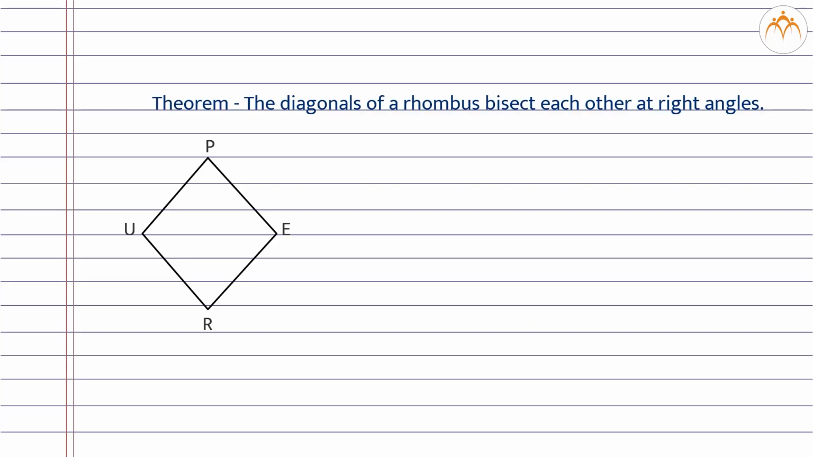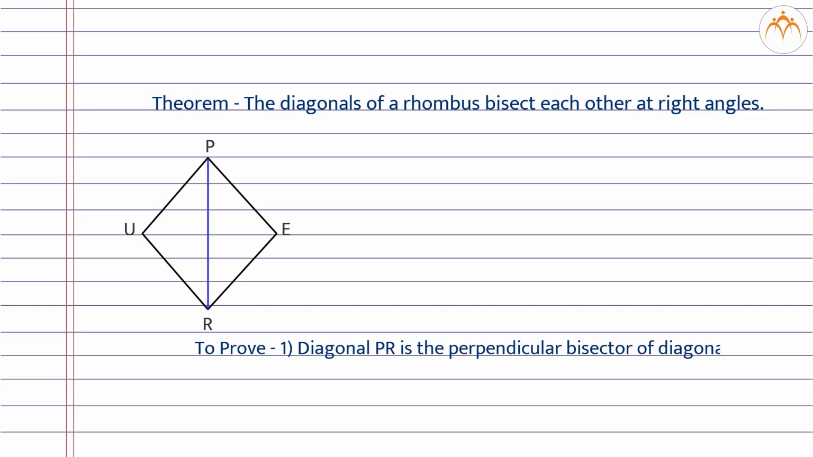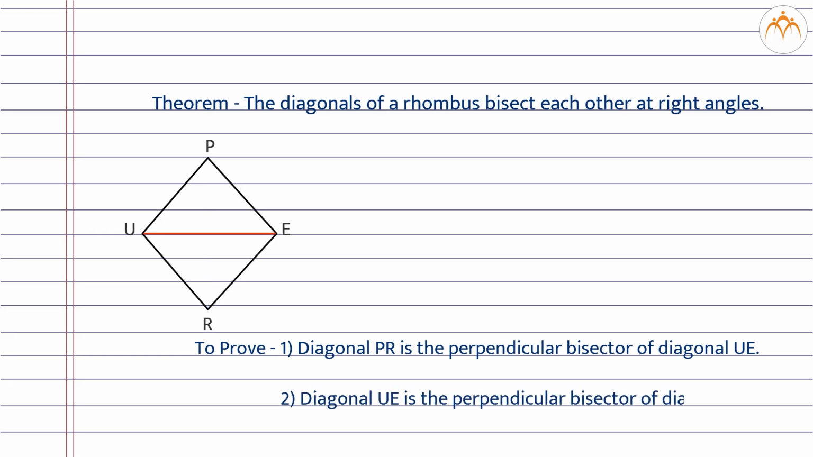Well done. Now let's look at the property of a rhombus. Theorem: the diagonals of a rhombus bisect each other at right angles. Given quadrilateral PERU is a rhombus. To prove, diagonal PR is the perpendicular bisector of diagonal UE. Diagonal UE is the perpendicular bisector of diagonal PR.